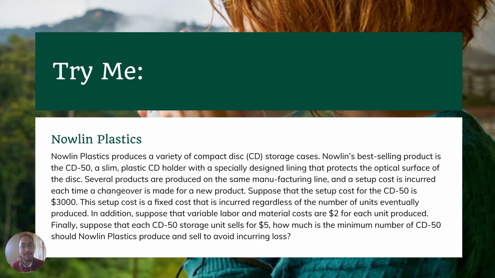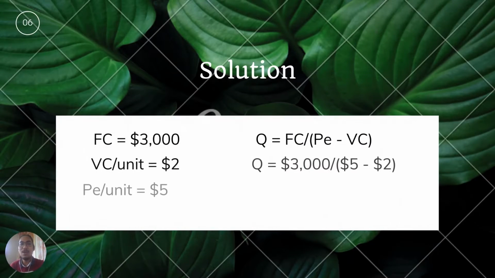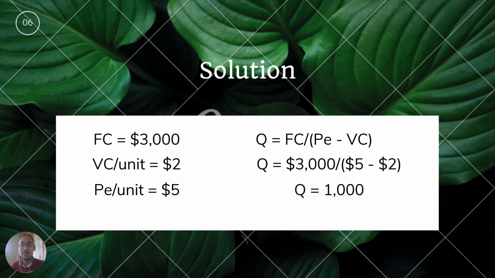To solve for the break-even, we first have to identify the total fixed cost, which is $3,000 in this case, the variable cost per unit, which is $2, and the selling price per unit, which is $5. With that sorted out, we can then proceed to solving for the break-even quantity, which is 1,000 units.